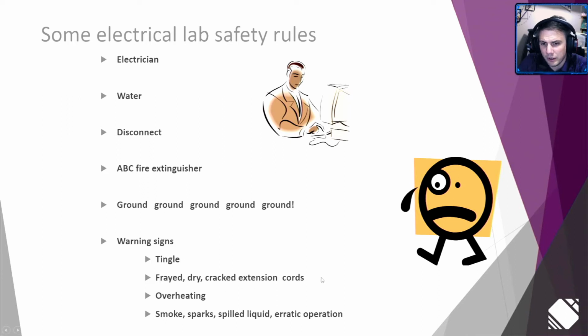The next one is frayed, dry, cracked extension cords. Normally at mine sites, they're not using extension cords unless there's construction going on. But anytime they are, as part of the safety checks during the start of the workday, the electricians and the workers in the area should be inspecting all their equipment to make sure it's safe.